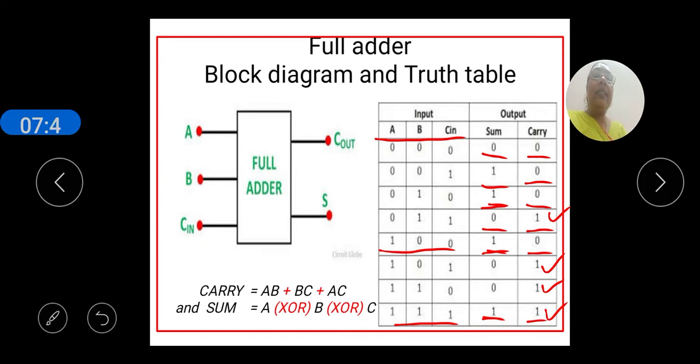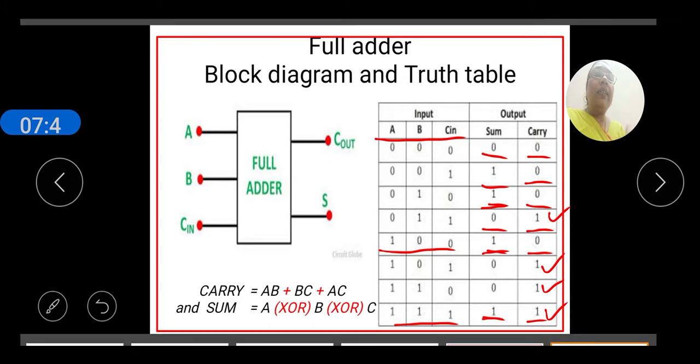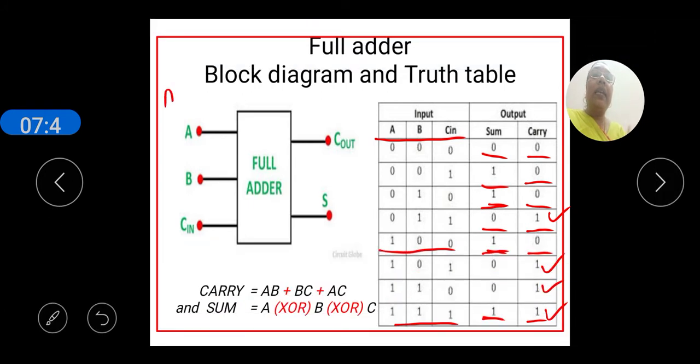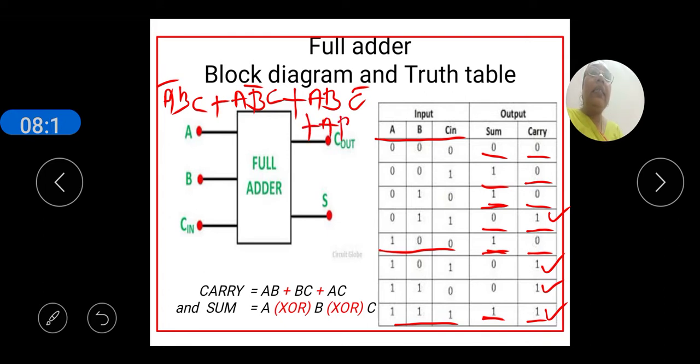So for the first case, let me write the product here. The product is A bar BC. Then you have to sum this with the next product. The next product is A B bar C. Then the next one is AB C bar. And the last one is ABC.